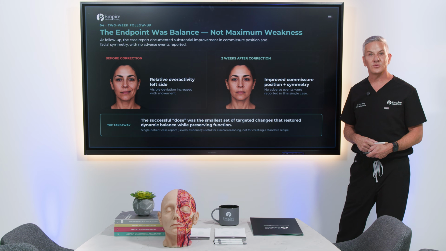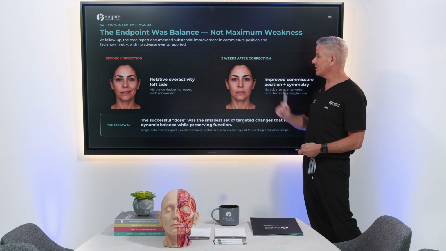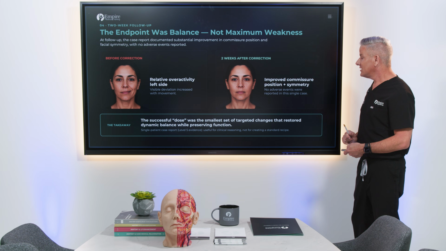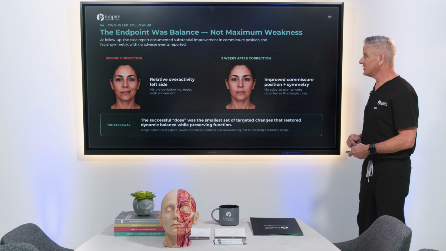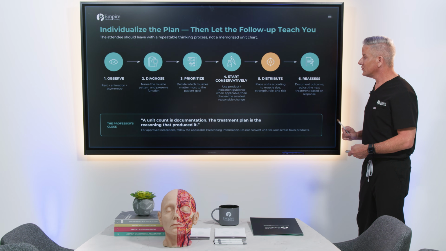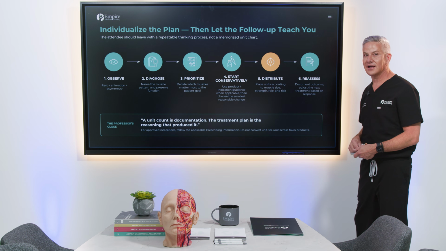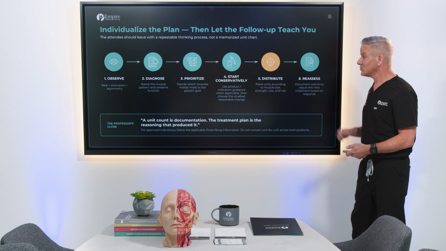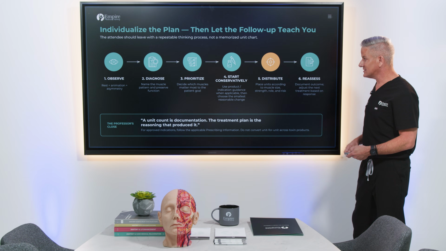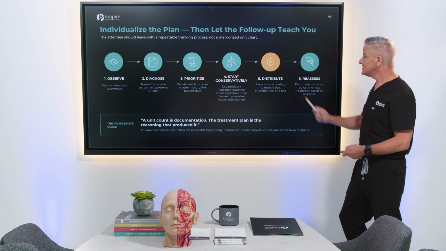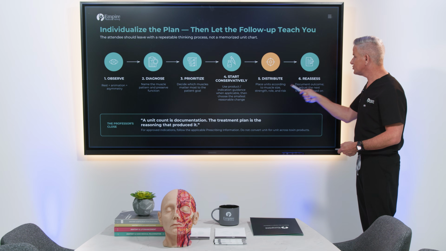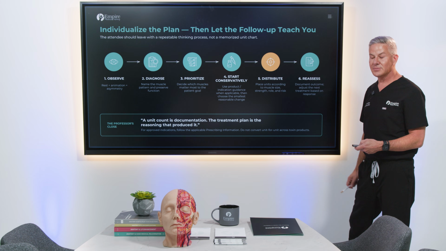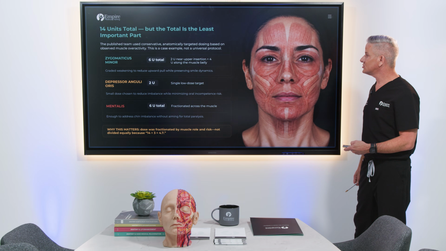This is a picture of this patient with animation. You notice that the left side is going up, the right side is relatively flat. After correction with movement, you see improved commissure position and symmetry. And so we have to look at what areas we can treat and how we are going to do it. So we observe the patient at rest and with animation. We diagnose the problem. So we look at the muscles that were impacted. We prioritize which ones matter the most, start conservatively using low doses of our neurotoxin, place it according to the muscle size, strength, the role, and the risk, and then reassess the patient in 2 weeks. Now let's go back to our treatment chart here.